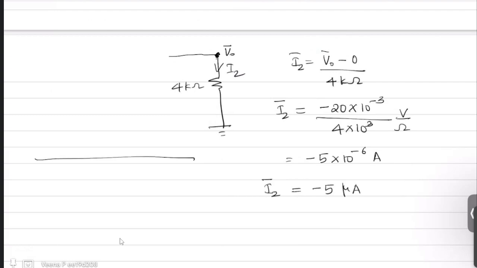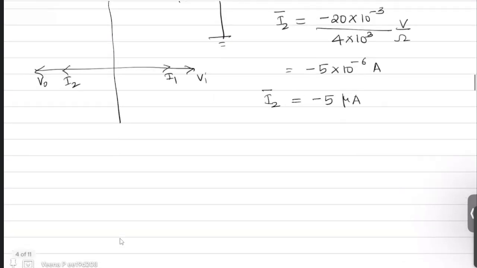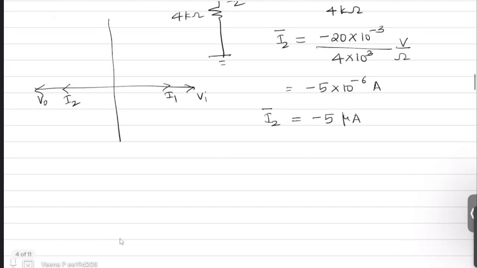That means in the phasor diagram, your Vi and I1 are in phase, whereas your V0 and I2 are also in phase. So the magnitude of I2 is 5 and its angle is 180 degree.